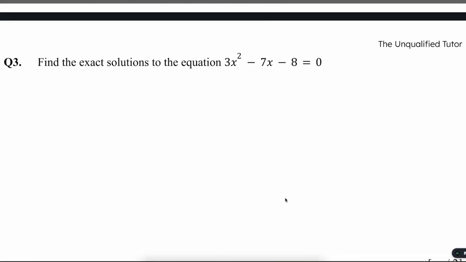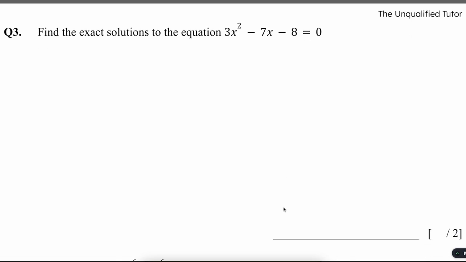Find the exact solutions to the equation. This one's only 2 marks, so we're just going to use the quadratic formula. x equals minus b plus or minus the square root of b squared minus 4ac.